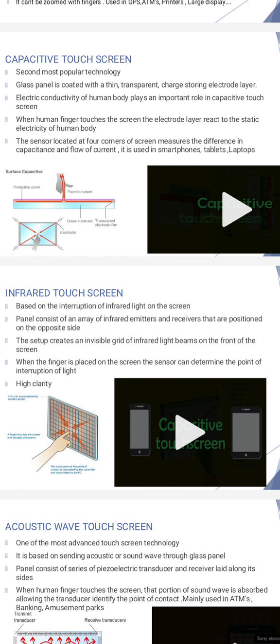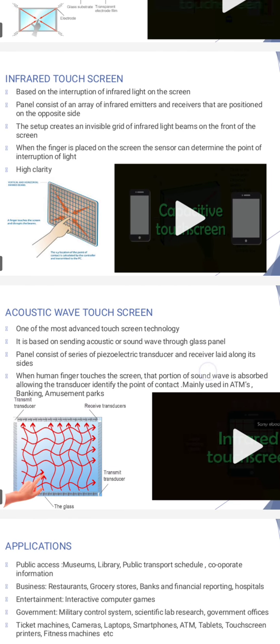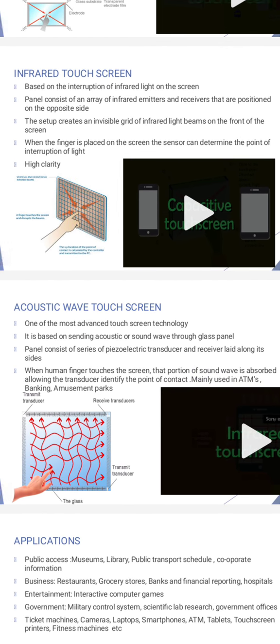So the main difference is that resistive technology is used in ATMs and similar devices, and capacitive touchscreen is used for smartphones, tablets, laptops, etc. There is one more category named infrared touchscreen.